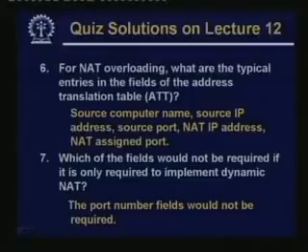For NAT overloading, what are the typical entries in the fields of the table? Source computer name, of course, this is an optional field I told you. Source IP address, source port, NAT IP address, NAT assigned port. The last four are the required fields.